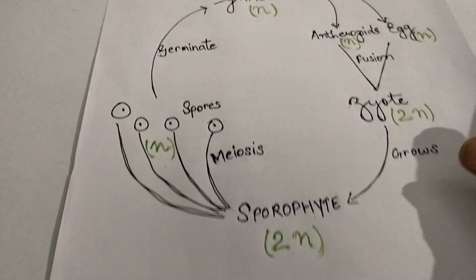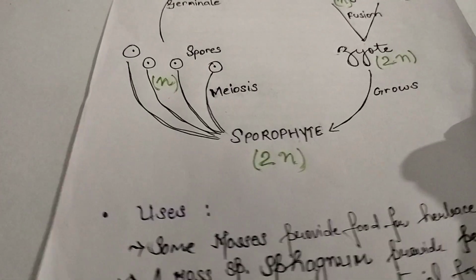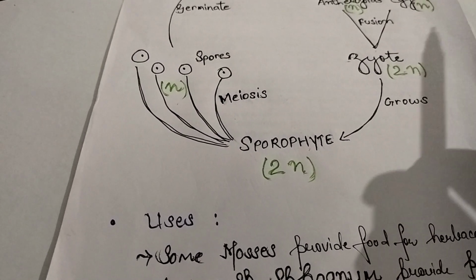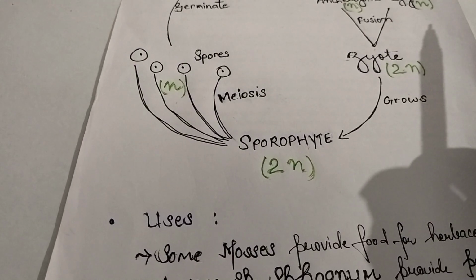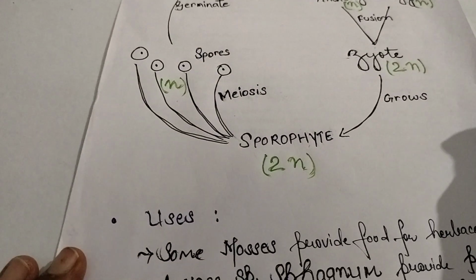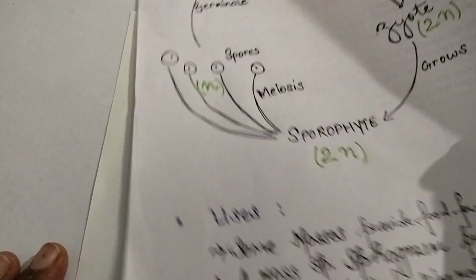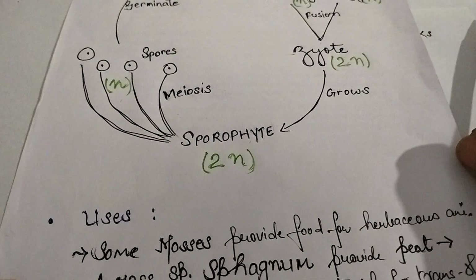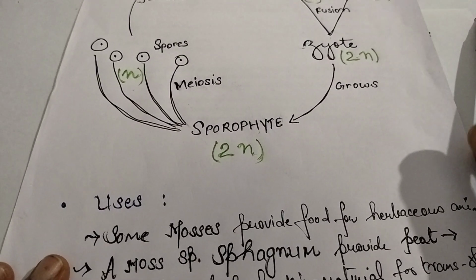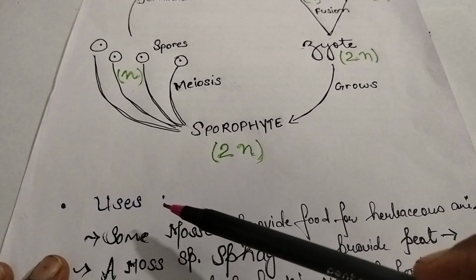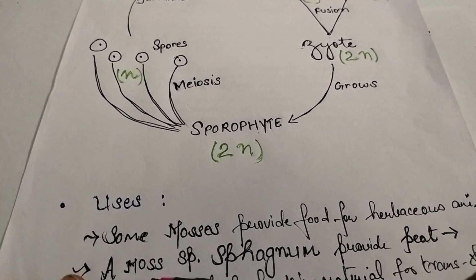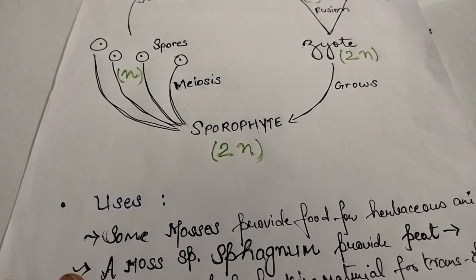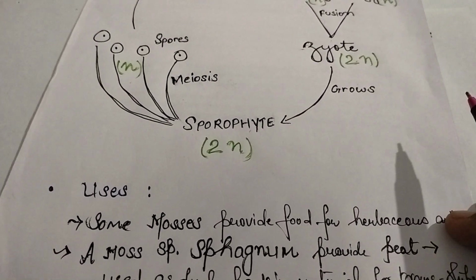Now coming to the economic importance or uses of bryophytes. Bryophytes means mosses and liverworts. See, bryophytes in general are of little economic importance. They don't have very much economic importance, but whatever they have, we are discussing here. Learn them under the heading of economic importance or uses. Some mosses provide food for herbaceous mammals, birds and other animals.